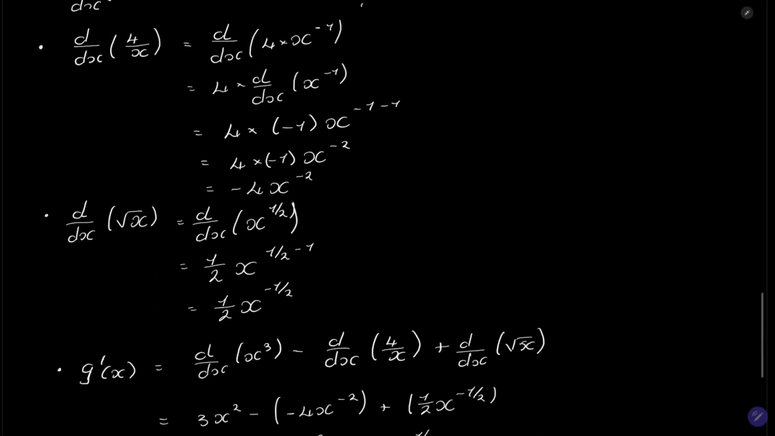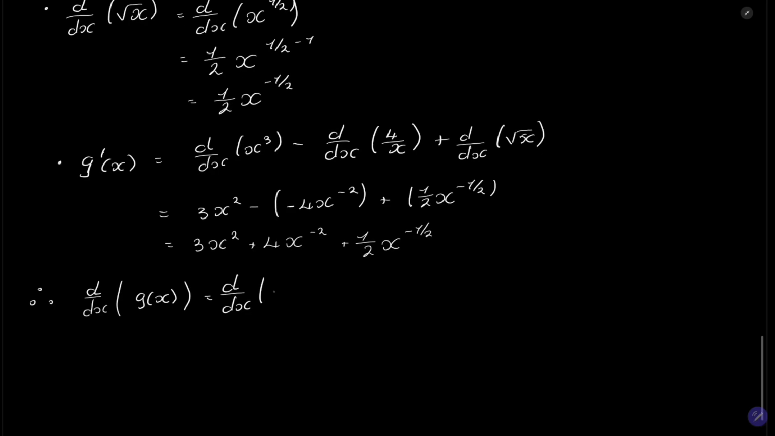x cubed minus 4 on x plus square root of x is equal to 3x squared plus 4x minus 2 plus half x minus half.